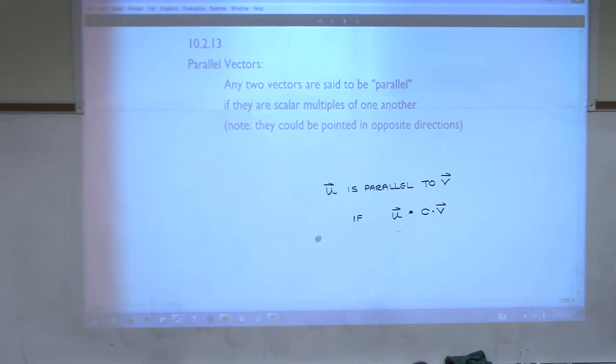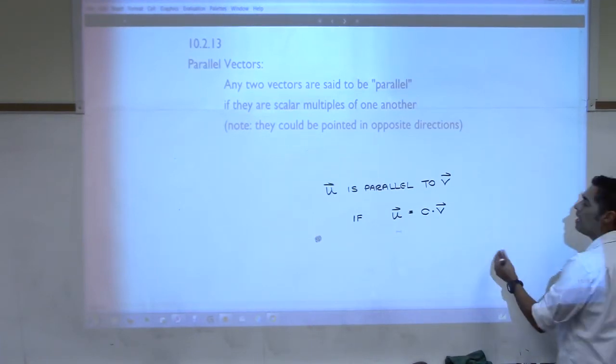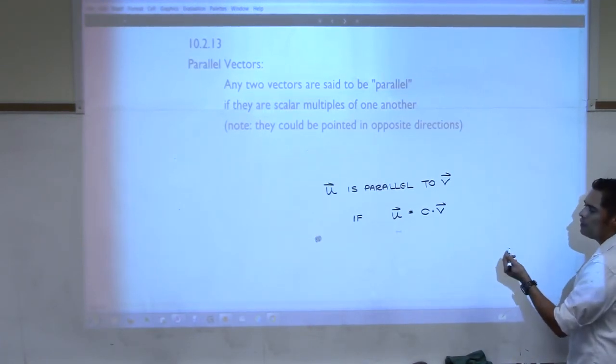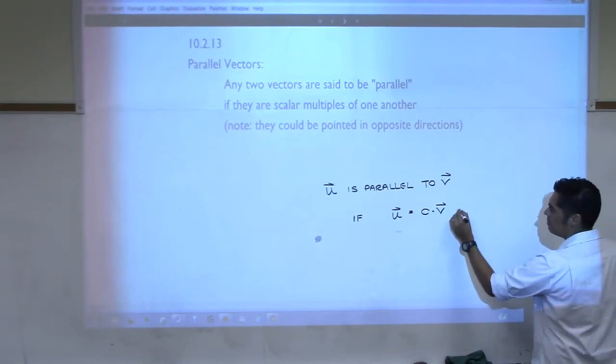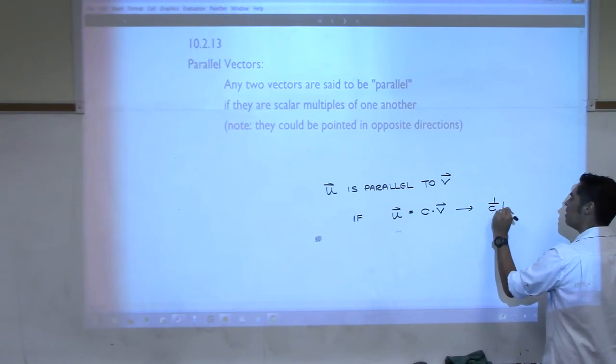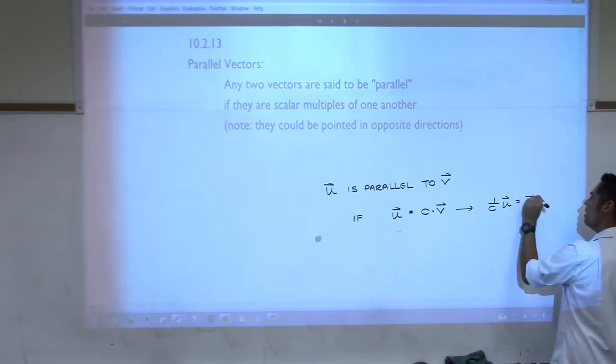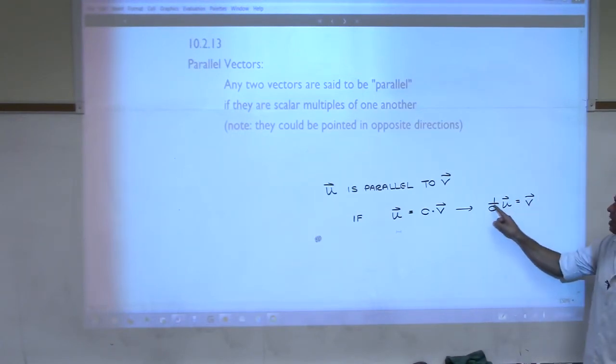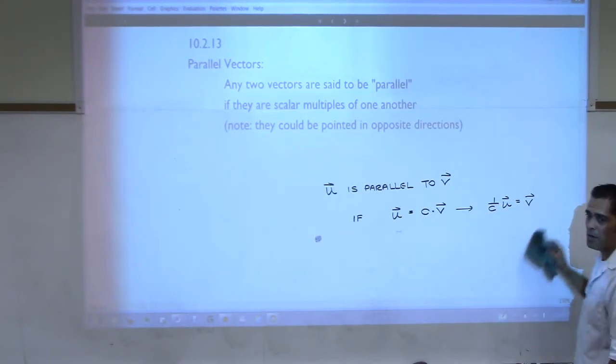Can it be the other way around? Like if you multiply U times a C? Yes. If you want to still use this, just look at it this way: 1 over C times U is equal to V. So V is some scalar multiple of U, right? Either way, it doesn't matter which way you do it.